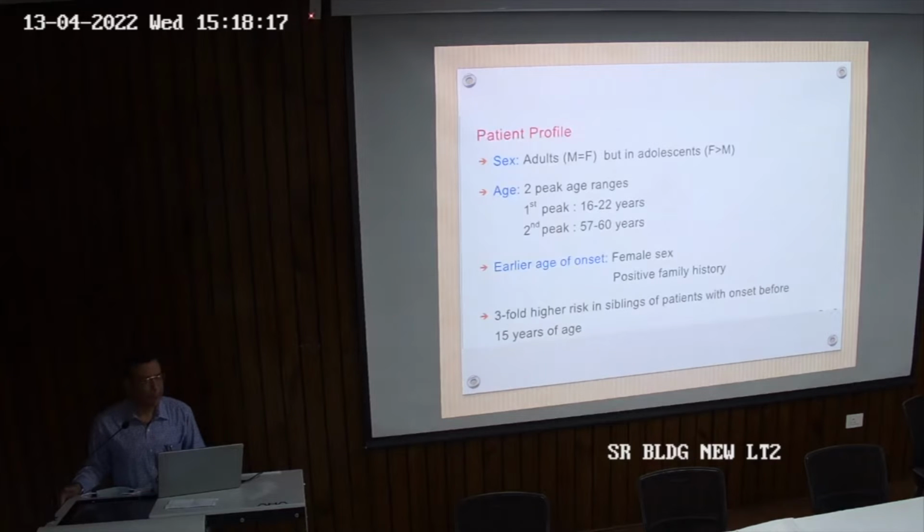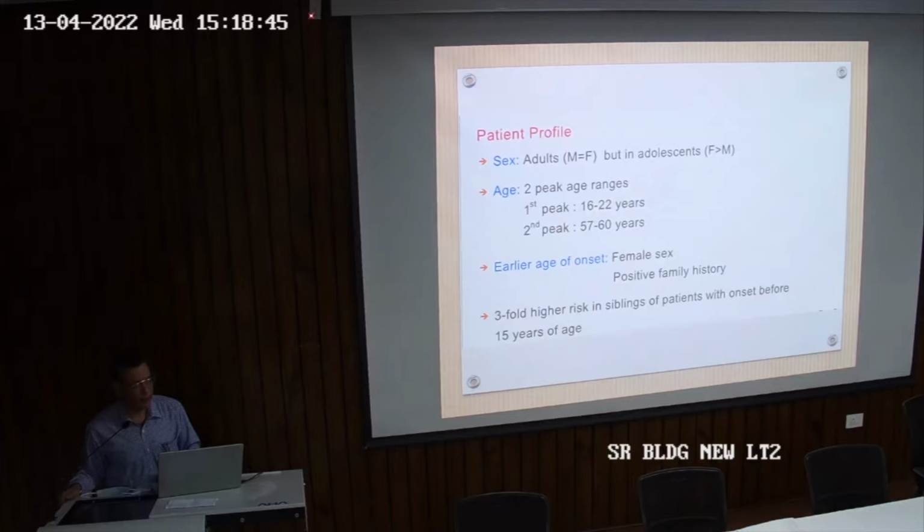Now, patient profile. In adults, male and female are usually in similar numbers, but in adolescents, that is the younger age group, females are much more commonly affected by psoriasis than males. So there are two peak age groups where we see psoriasis. One is the adolescence period, around 15 to 20, and the other is the adult or older age group, from 55 to 60. So these are the two peak periods where we find most of the cases of psoriasis.